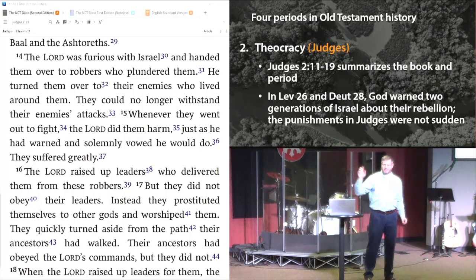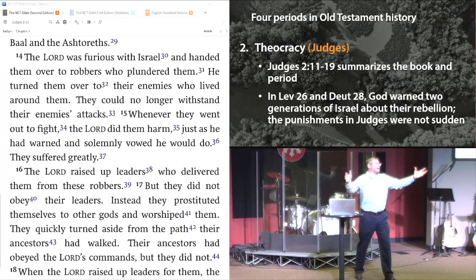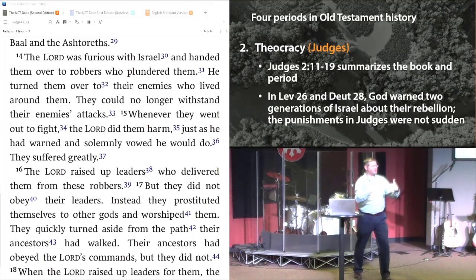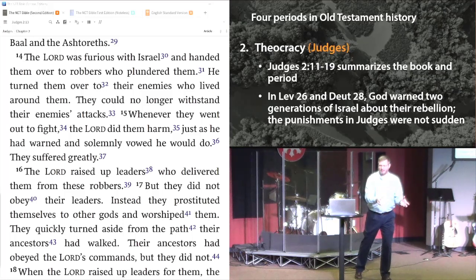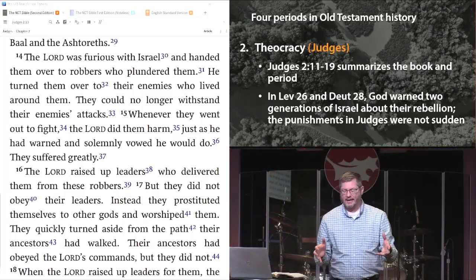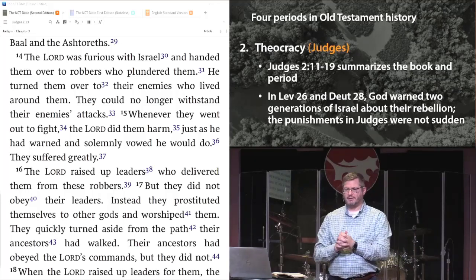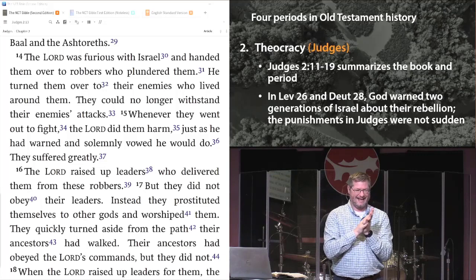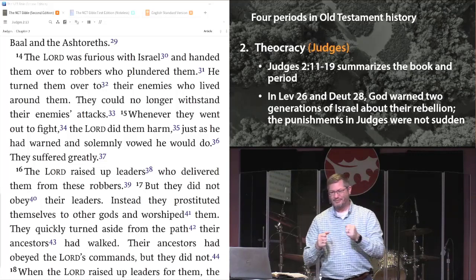And this theocracy that God intended, not that God was surprised, of course, but this theocracy that he designed to lead them, just showed how depraved they were, how far away from him they got. Until finally they said, we want a king just like the nations around us. And God said, no, you really don't. Yes, we do.